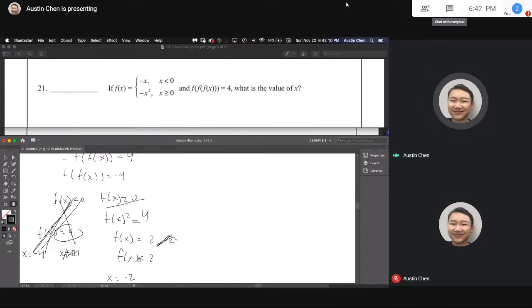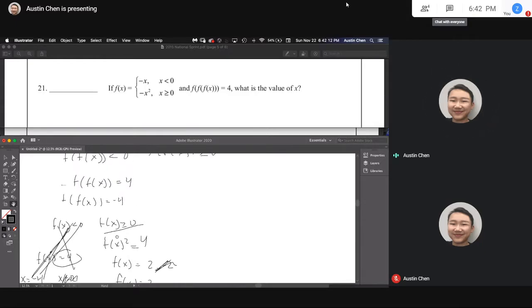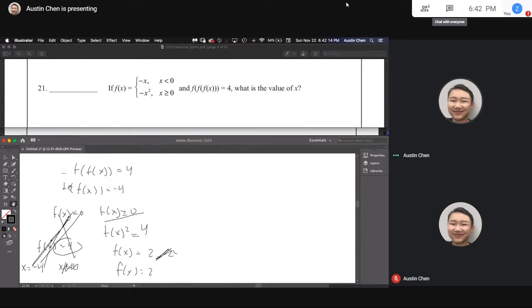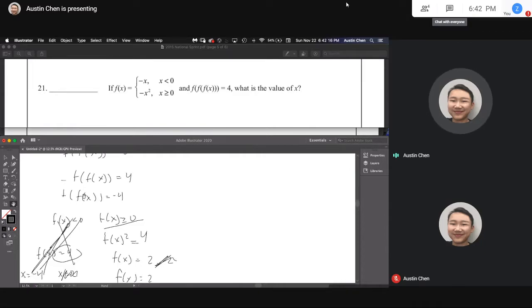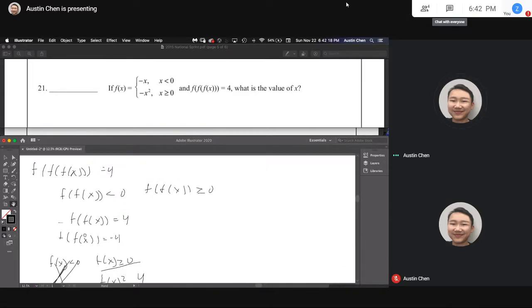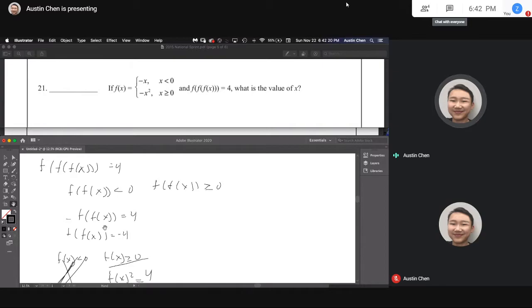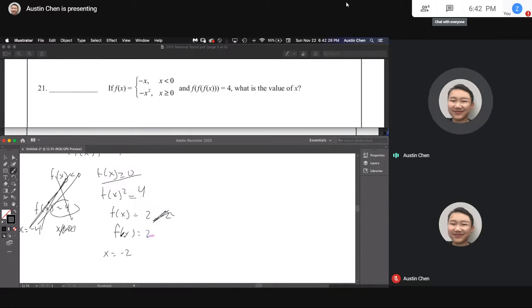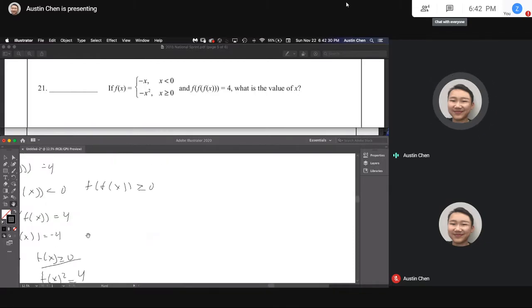So f of x will equal... oh yeah, this will all work, because f of x equals negative 4, and it does satisfy our conditions here, right? So yeah, this should work. x equals negative 2 should be one of our solutions.